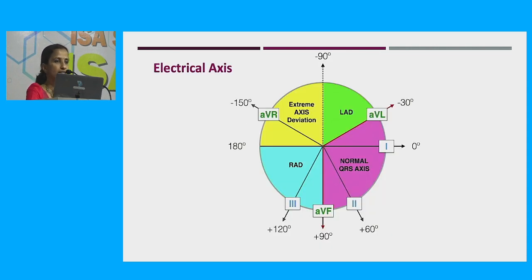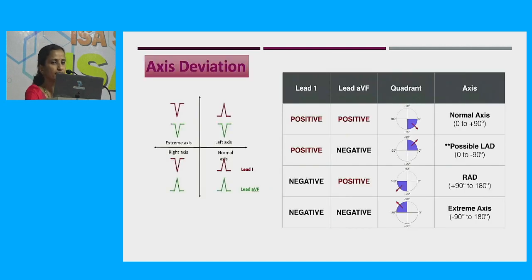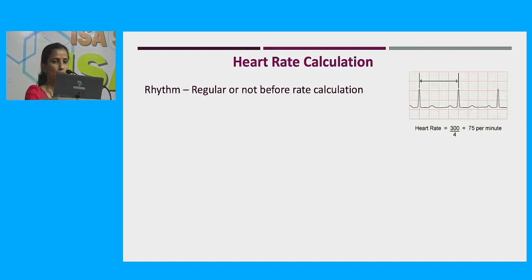Another is the axis, though it's not very important. The normal axis is from -30 to 110. And the axis deviation you can easily identify by looking at lead 1 and aVF alone. If both are positive, it is normal axis. If lead 1 is positive but aVF is negative, it is a possible left axis deviation. Whereas if lead 1 is negative and aVF is positive, it is right axis deviation. And if both are negative, it denotes extreme axis deviation.